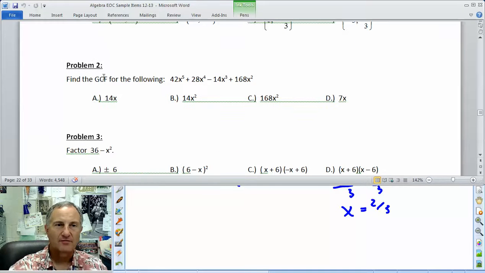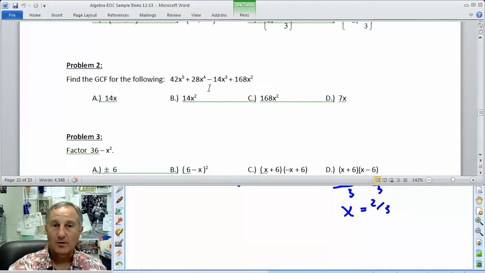Find the greatest common factor, GCF, for the following. Remember, we did this. We looked at the numbers first. Now, what goes into 42, 28, 14, and 168? The biggest number that goes into all of them is 7. Okay, 7 times 6, 7 times 4, 7 times 2, and 7 times 24. So we know it's 7. And you can look here. There's only one with 7 right there.